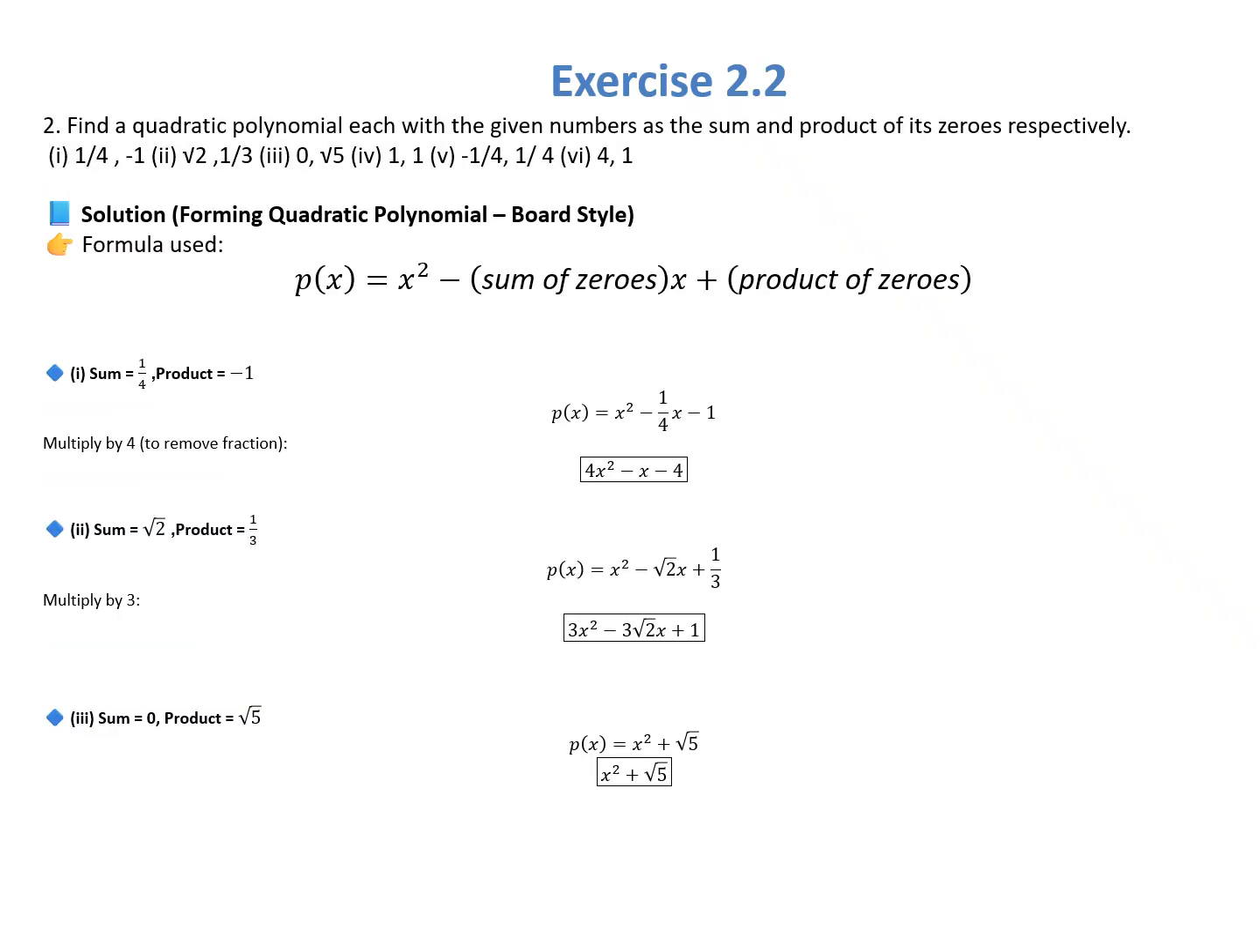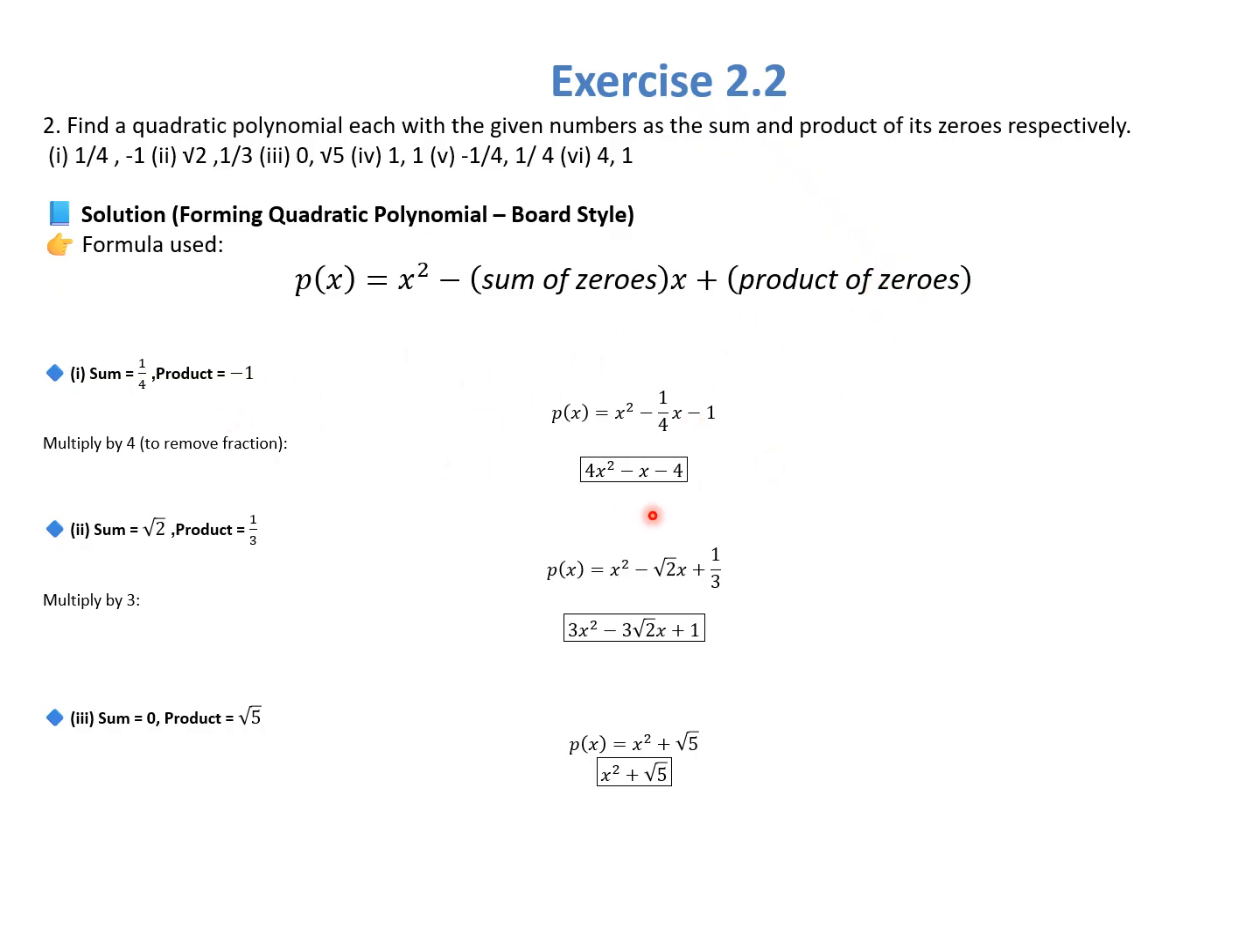Okay. So in this, we have to form a quadratic equation wherein we are given the sum and the product of the roots of the respective polynomials. We are given the sum of the zeros and the product of the zeros, and we have to find a quadratic polynomial with the given numbers as the sum and the product of the zeros respectively. So we are given a sum of 1 by 4 and a product of minus 1. We have to simply substitute those values in this equation: x square minus sum of the zeros into x plus product of the zeros. So the sum is 1 by 4 and the product is minus 1.